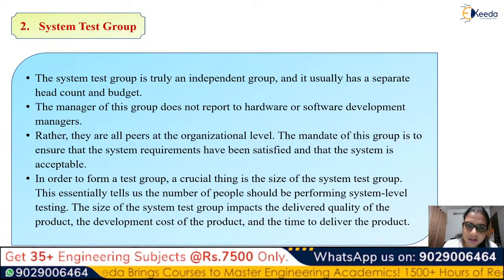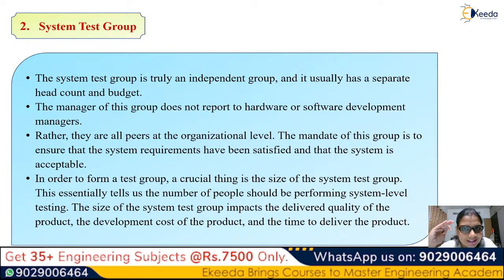Then we have a system test group. Like the integration test group, we have a system test group, the entire system group. The system test group is truly an independent group and usually has a separate headcount and budget. That means it has some number of people, like 10, 20, 30, and it has its own budget and its own resources. The manager of this group does not report to any hardware or software development managers. They are independent, they do all kinds of testing, and they are from the organization's level. They ensure that the system requirements are met.